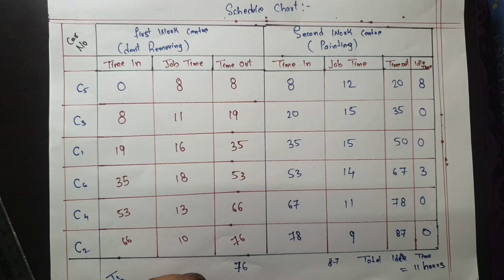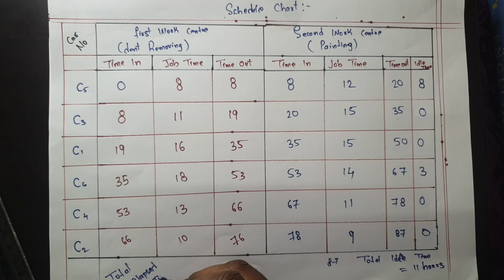This one is known as total elapsed time. So, 87 minus 76, that comes under the total elapsed time. If you subtract that one, you will get the order of the second one, the order of the first one. But you have to concentrate most on idle time. So, total idle time is equal to how much? 11 hours. Depending upon that, this systematic diagram is known as the schedule chart. Like this you have to proceed.